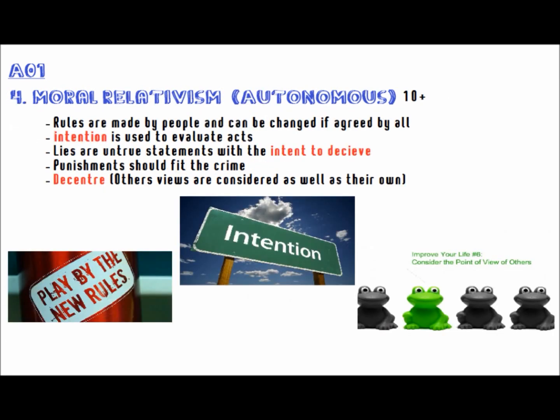An autonomous child, aged 10 and over in the moral relativism stage, understands that rules were made by people and can be changed if all agree to it. They use intention to evaluate the morality of acts and now understand that lies are defined as untrue with the intent to deceive. They believe punishment should fit the crime, and the understanding is decentered, meaning others' views are considered as well as their own.